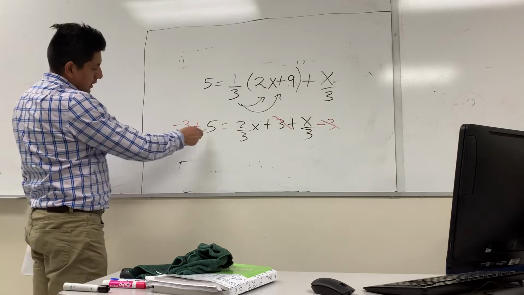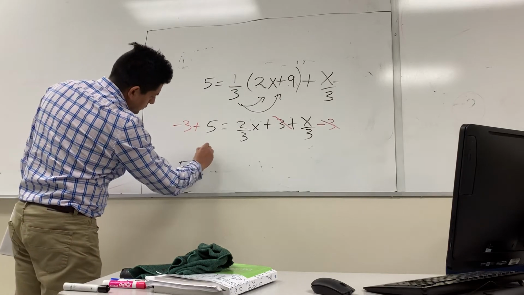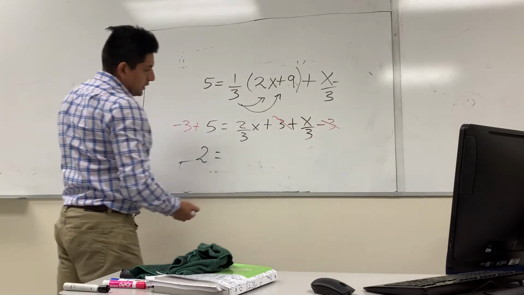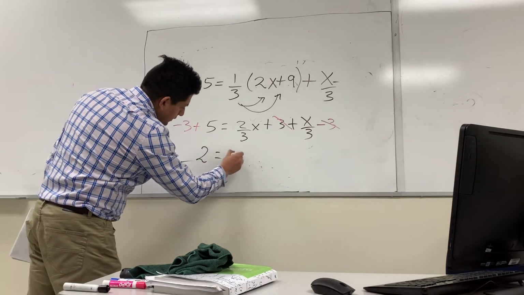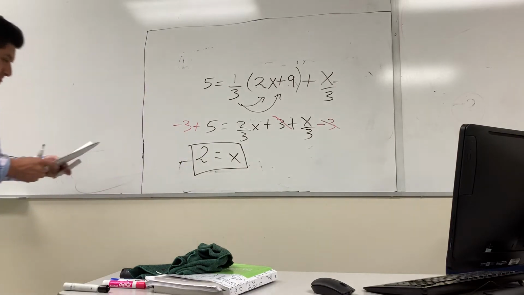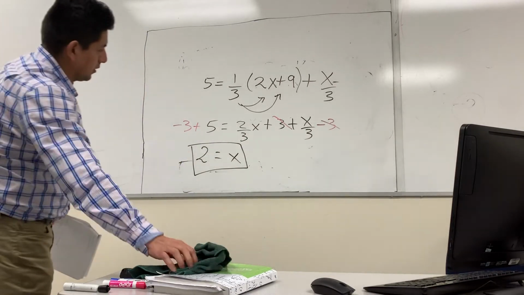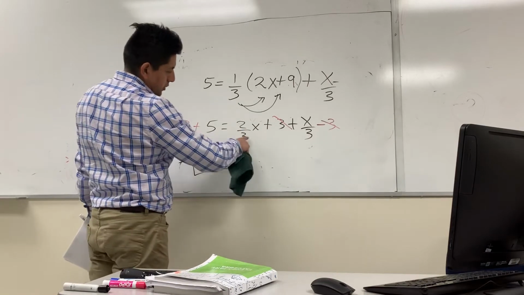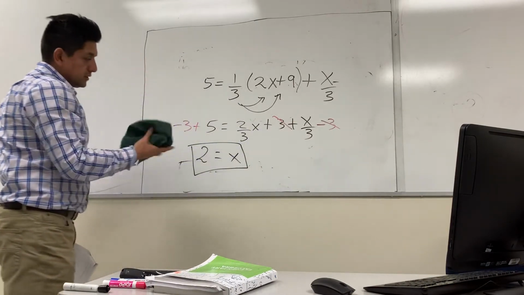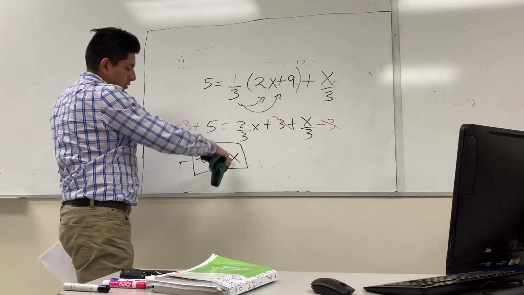And then on this side I have 2, because 5 minus 3 is 2. And now I'm adding 2/3 of x plus x over 3, which is simply x. So x is equal to 2. You guys can see how that happens, because I have common denominators of 3. 2x plus x is 3x, so it's 3x over 3, which is simply x.